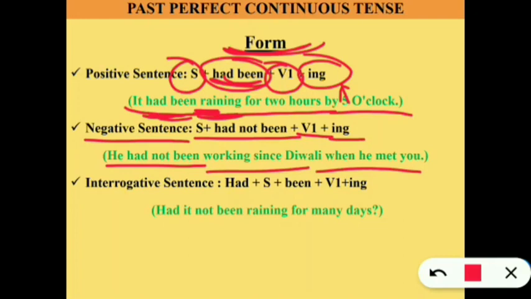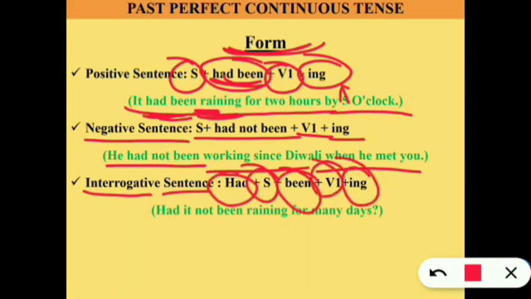Next is interrogative sentence. Had, subject, been, verb 1 and verb with ing form. Had it not been raining for many days?